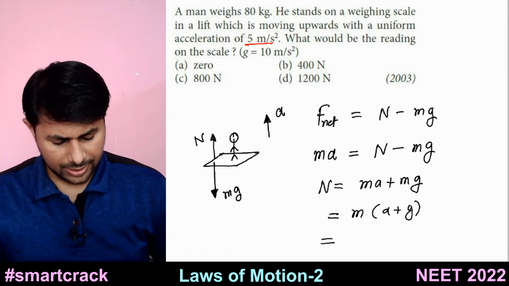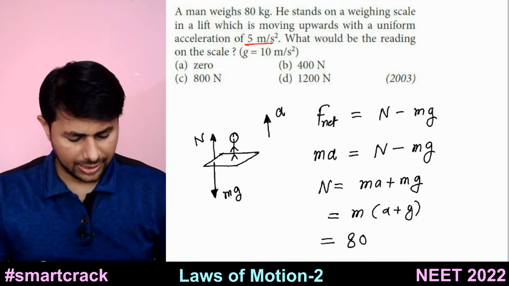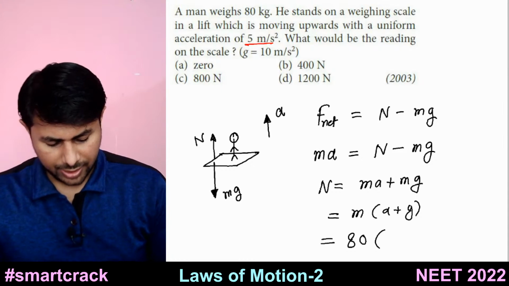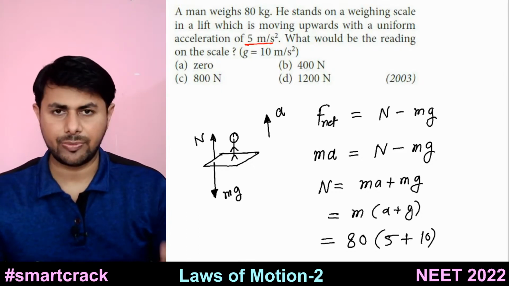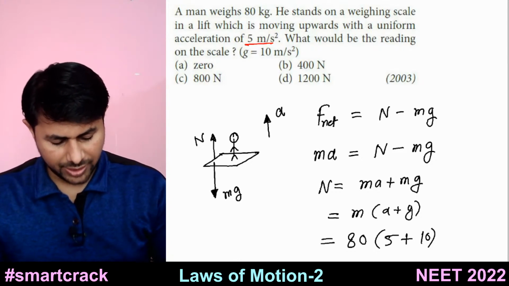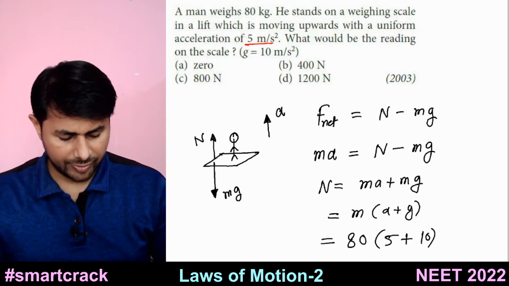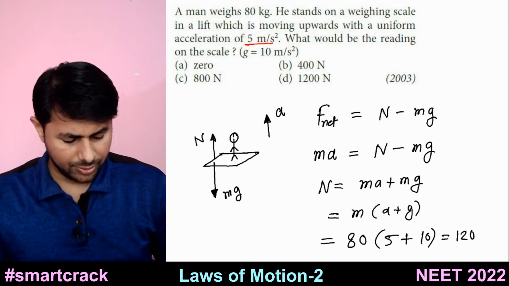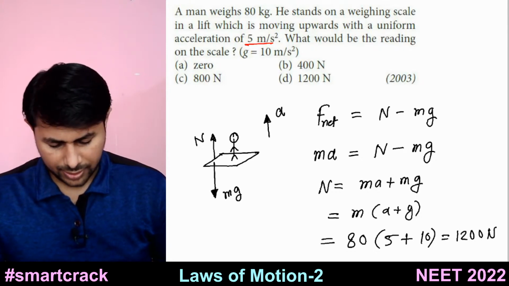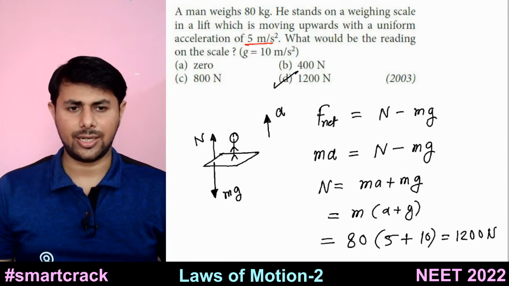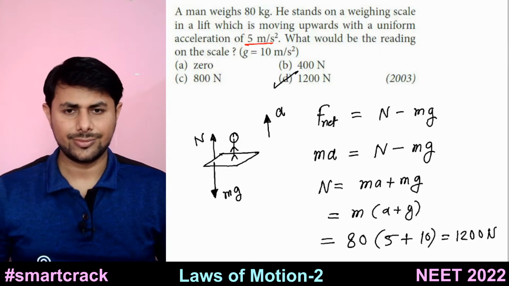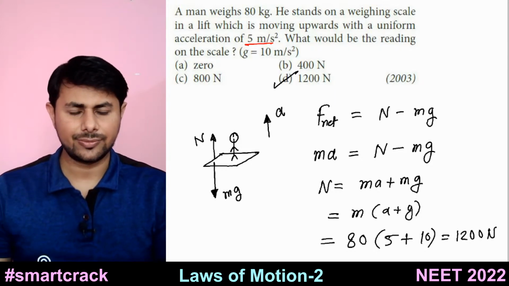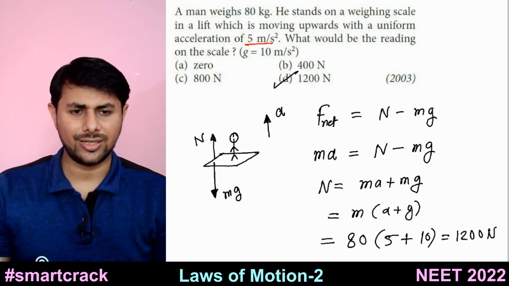Okay. And you can substitute values now. So it is 80 multiplied by a, which is how much? It is 5 meters per second squared, plus g is 10. So 10 plus 5 is 15. 15 times 80. 15 8s are 120. So 1200 newtons. Option D should be the answer. Is it clear?